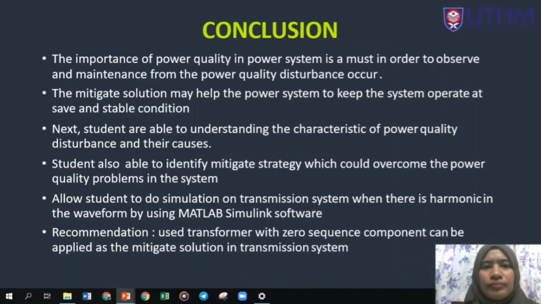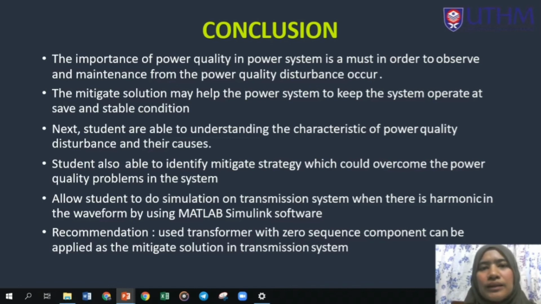Let me start. The first conclusion that we found is that power quality is important in a power system, in order to observe and maintain it against power quality disturbances. Next, mitigation solutions may help the power system operate in safe and stable conditions. Next, students are able to understand the characteristics of power quality disturbances and their causes.